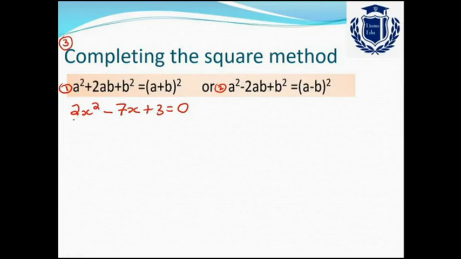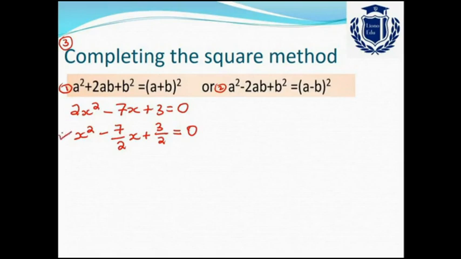You have to make it 1. How to make it 1? By dividing the whole equation by 2. So you can take it as x square minus 7 by 2 into x plus 3 by 2 is equal to 0. Am I correct? Now what you have to do? First you looked at the coefficient of x square and noticed that it is not 1. So I have to make it 1. For that purpose, I have divided the whole equation by 2.